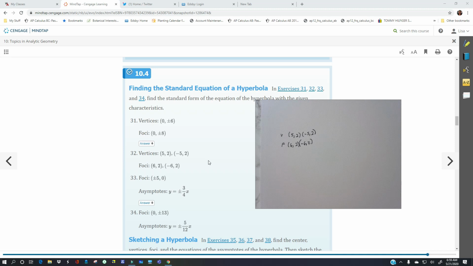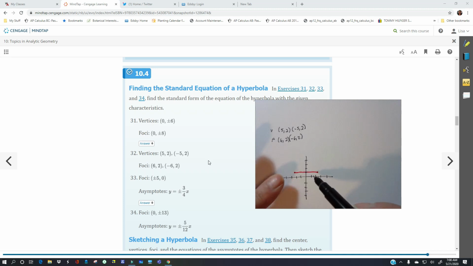Anyway, here, if I make a quick sketch, I can orient myself. So let's do that. We're going to go 2, 4, 6, 8. Again, I'm going in 2s. Okay. And if I plot my vertices, I've got a vertex at 5, 2, and I've got another one at negative 5, 2. So bingo, I know I've got a horizontal major axis. Wait a minute, this is a hyperbola. Dang it. I don't know anything. Those are my vertices, sorry.